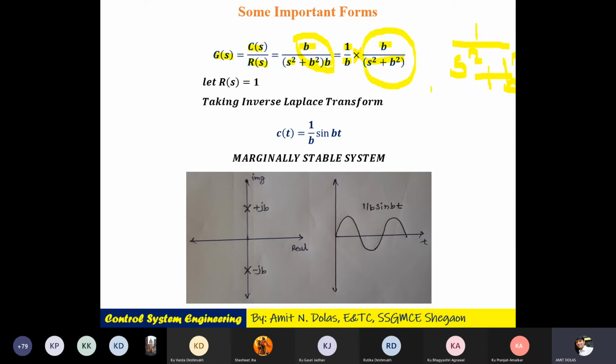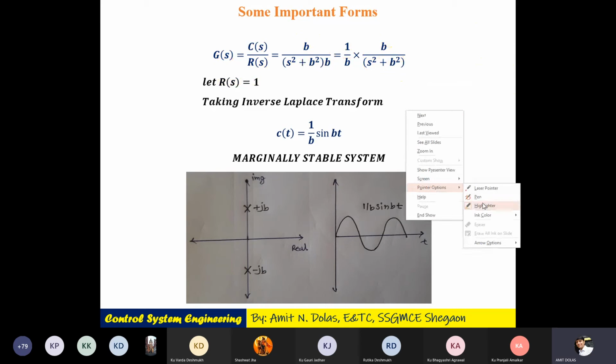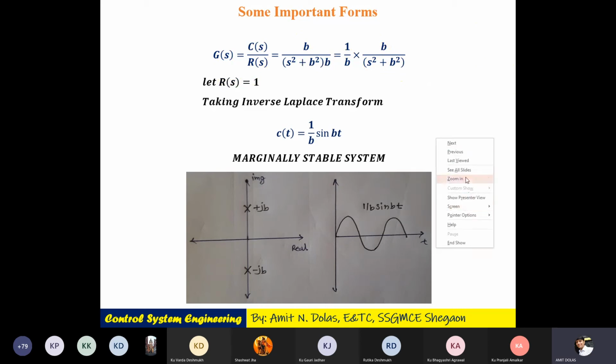Again, it is in the second lecture's PPT. So I have the transfer function 1 by b into b upon s square plus b square. Let's take the impulse response. R of s is equal to 1. Then G of s will be 1 by b into b upon s square plus b square. This one we will take the inverse Laplace transform of.